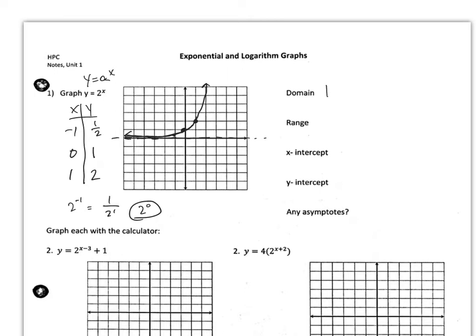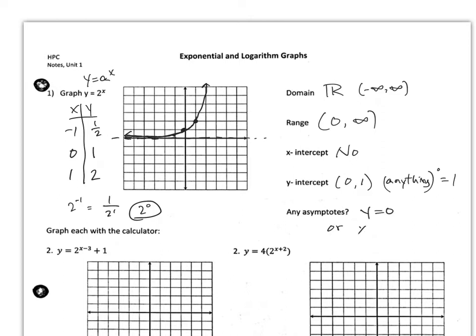The domain of this graph is all reals, or negative infinity to infinity. The range is from 0 to infinity. It's not allowed to be 0, but it can go obviously up to infinity. We have no x-intercept. And the y-intercept is 0, 1. And this is again because everything to the 0 power equals 1. And we do have an asymptote at the line y equals 0, or you could call that the x-axis. This is actually exponential growth.